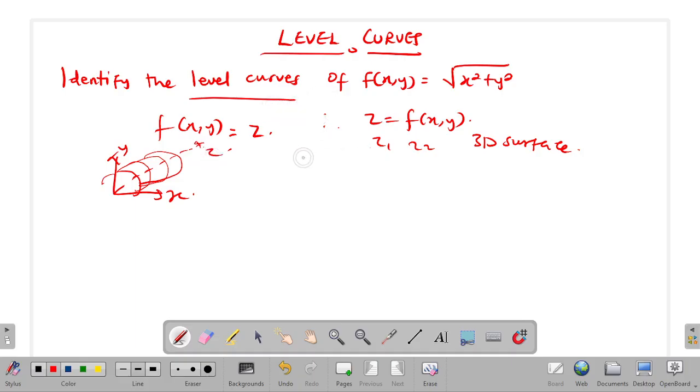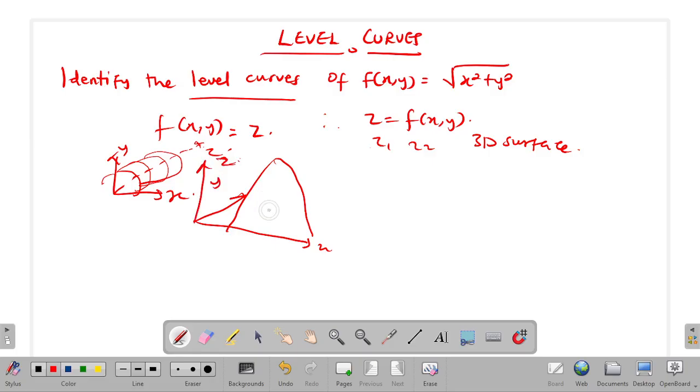Level curves are also talking about contours. Let's imagine a mountain. Right now, a mountain here is having a height. I can collapse this to get my 2D space, which is my x and y, whilst this is having a height of z.